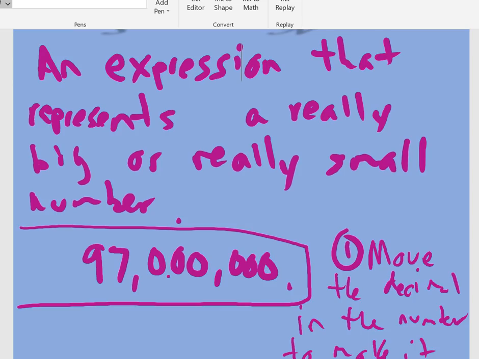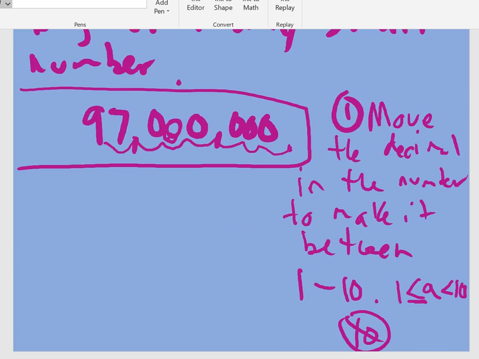Okay, so we're not going to put the decimal there. We are going to move that decimal to make it a number between 1 and 10. So if I move it right there, it'd be 97. If we moved it one more time, it'd be 9.7. So that is a number between 1 and 10. That's the one we're going to want to use. So you're going to say 9.7, right?